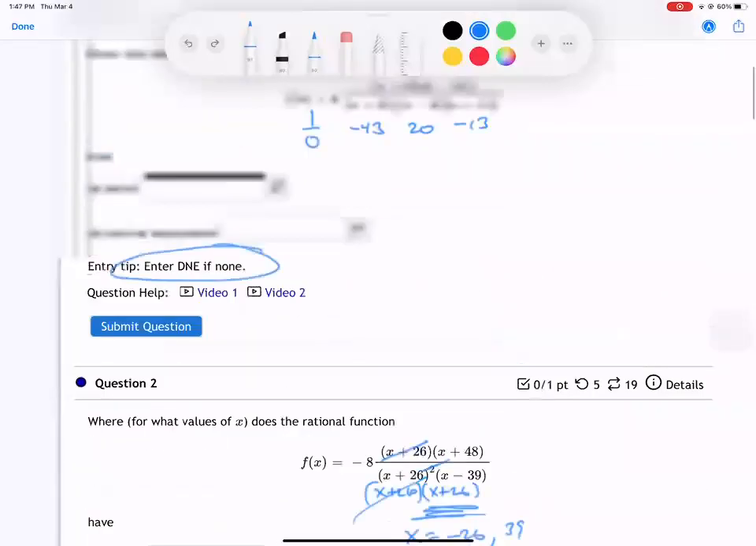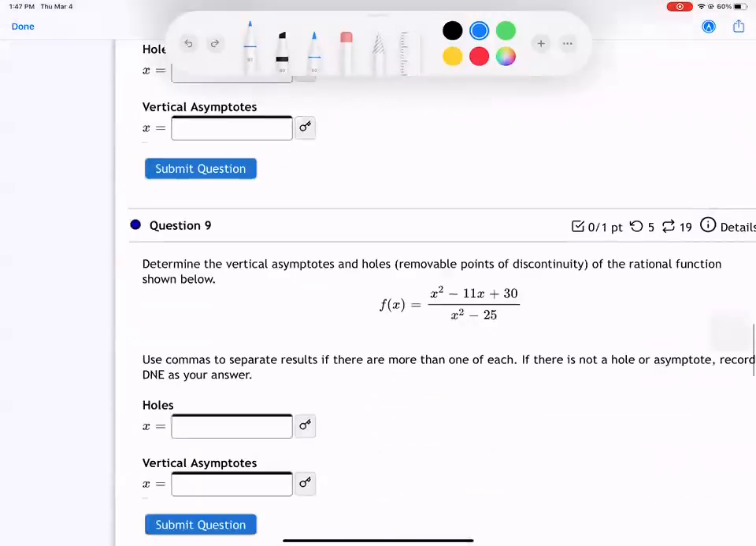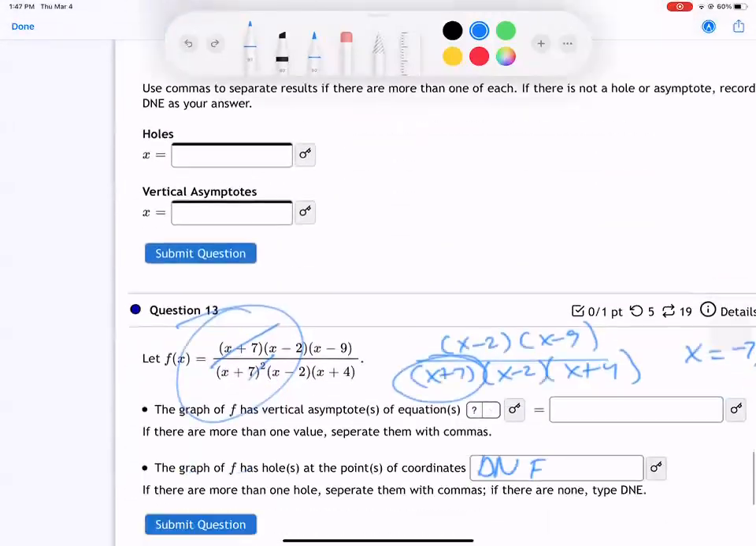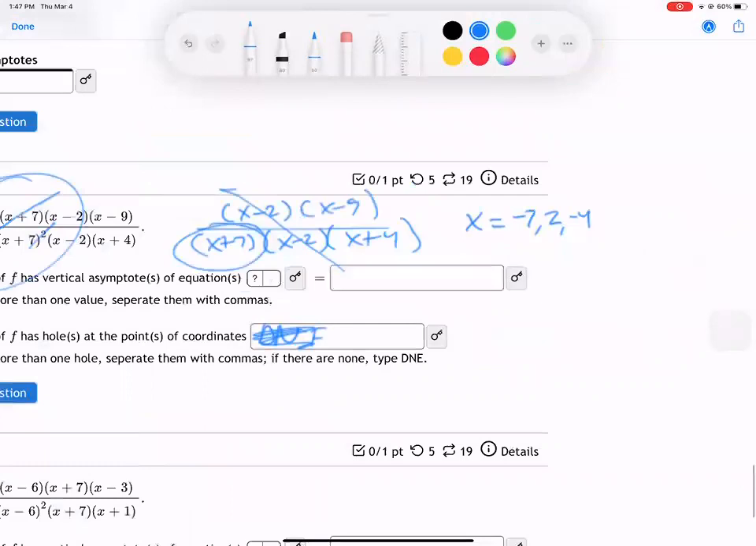Someone brought up a point that I totally missed, the fact that 2 is actually a hole too. Oh my goodness, you're right. 2 is a hole. So we have a hole here. That means it is not a vertical asymptote. So we're left with x minus 9 over x plus 7 and x plus 4. Thank you for catching that. I was so distracted by the x plus 7 there. So we do have vertical asymptotes at negative 7 and negative 4.